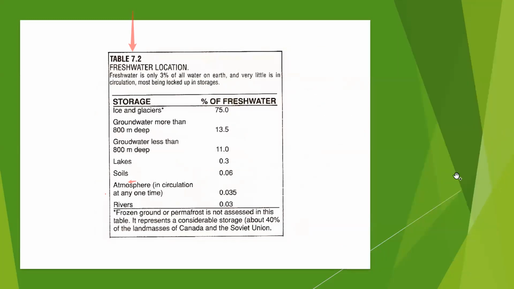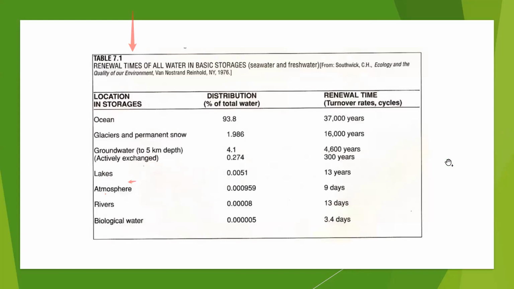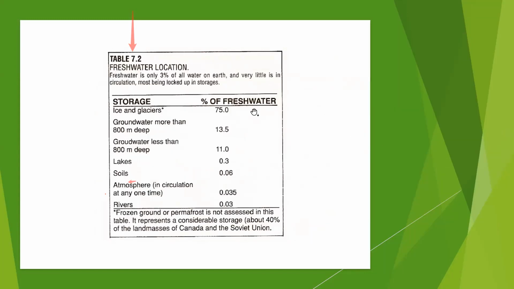Let's just say fresh water is only 3% of all the water on Earth. Some of that is caught up in ice. 75% of fresh water is in ice. 13% is more than 800 meters down in the ground, beyond reach. 11% is in groundwater that is potentially within reach. And then again, less than 1% is caught up in lakes, soils, atmosphere, and rivers. So at any point in time, only really 1% of the fresh water is available to us in a fresh form, which is above ground and not in the ocean.